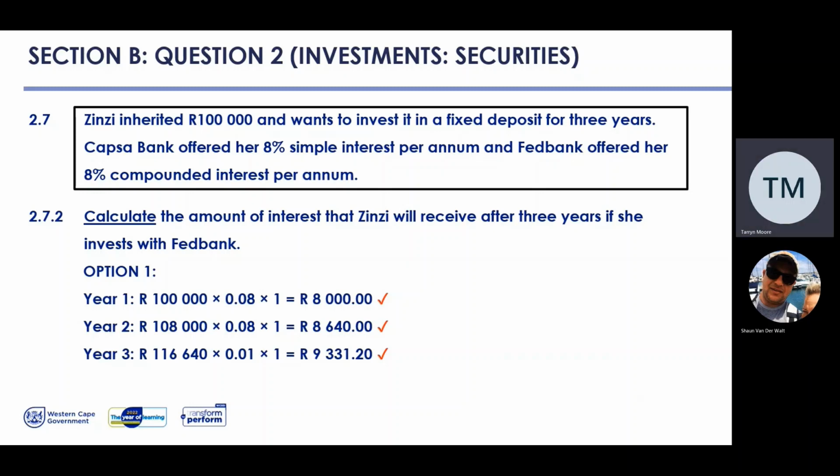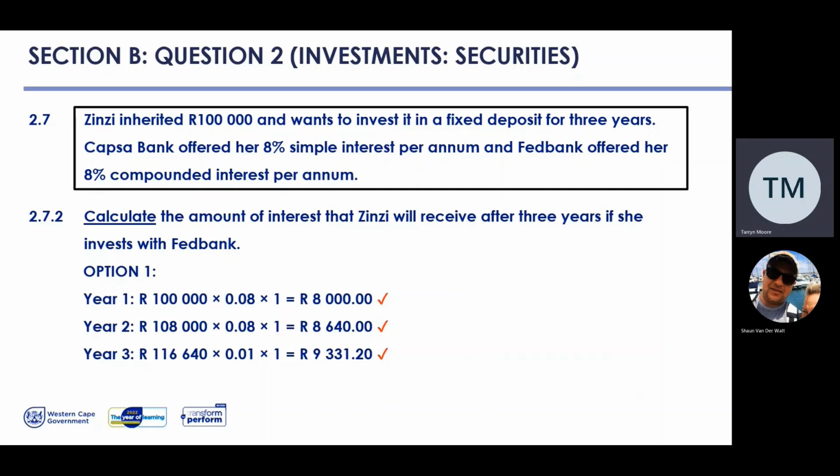But remember, compounded interest means everything is from the previous period. So now I'm in the second year, but I no longer have 100,000. I have 108,000. And now I multiply it by the 8% multiplied by 1 because I am in another year. Remember, it said per annum. Now the interest I have is 8,640 Rand.